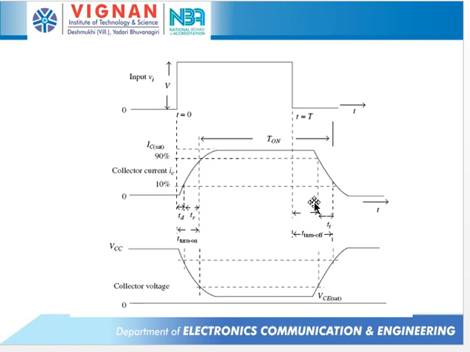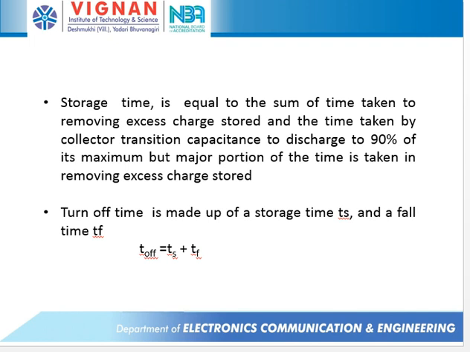Now if you observe our graph, when the collector current changes from IC saturation to 0, at the same time the collector voltage changes from VCE saturation to VCC. That means when the device is in the off state, the collector potential will be maximum. Turn off time is made up of storage time and the fall time TF. So T off equals TS plus TF.